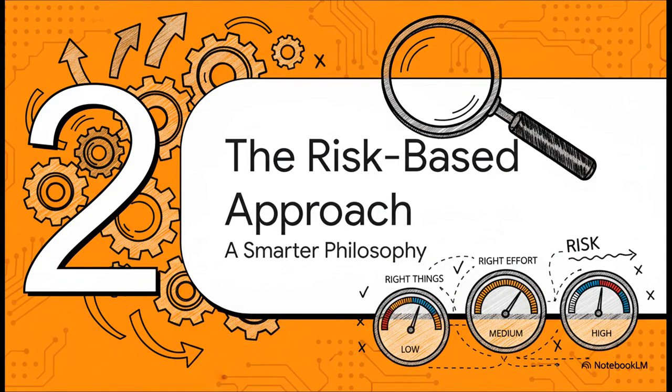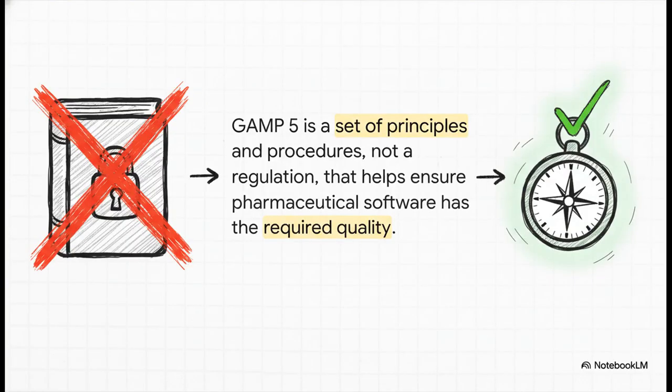Okay, so how in the world do you actually manage all of this? The modern way of thinking isn't just test everything all the time. That's not efficient. It's about a much smarter philosophy. Figuring out what the right things to test are, and putting the right amount of effort into testing them, all based on risk. And that philosophy is perfectly captured in this framework called GAMP 5.